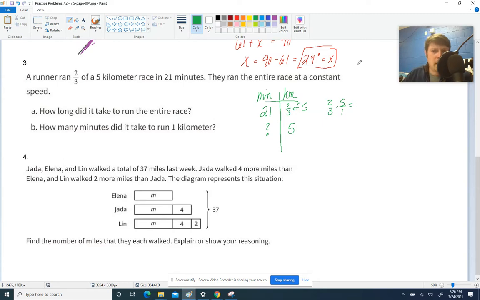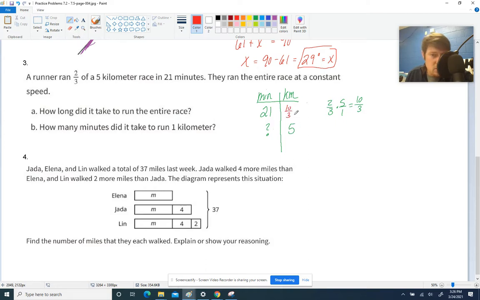I should be able to multiply numbers. 2 times 5 is 10, and 3 times 1 is 3. So instead of writing 2/3 of 5, I'm going to use my magic eraser here. I'm going to cut you out, and I'm going to rewrite it as 10/3, because that is the number that we're going to work with here. Okay, so 10/3. That's my relationship.